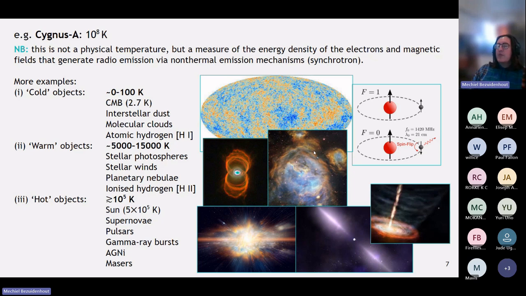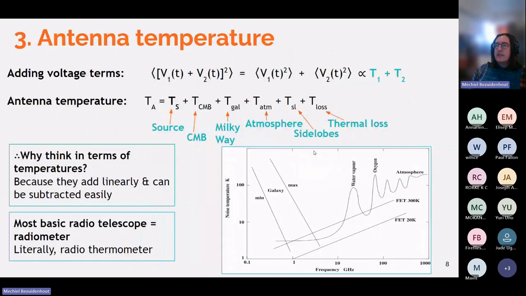But why do we want to talk in terms of temperatures in the first place? It all comes down to the addition of voltage terms. We said that the power that we measure from the fluctuating voltage is given by the average of the square amplitude of the voltage, right?